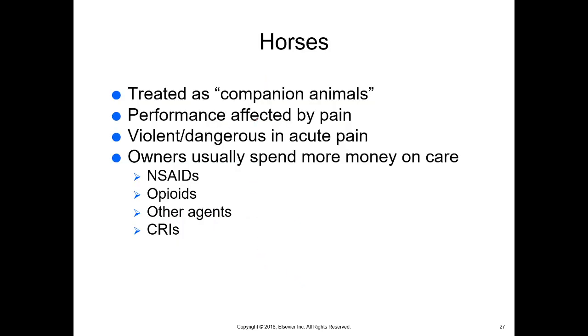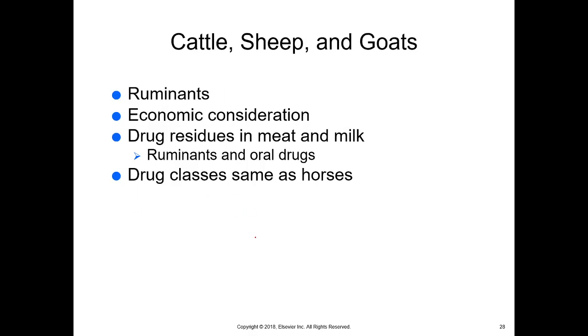Horses are treated as companion animals. Their performance is affected by pain. They can become very violent or dangerous if they're in acute pain, so we have to watch that. Owners are more likely to spend money on their care than on food animals. So we'll be giving these guys non-steroidal anti-inflammatories, opioids, other agents, CRIs. We're going to spend some money on the horses.